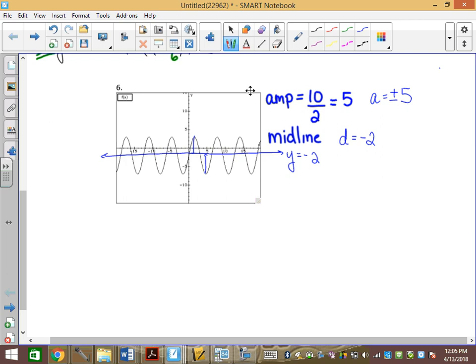Now, the period of the graph is what? How long does this one take to repeat itself? We're going to go with 6. Yeah, we're going to go with 6 for ease.